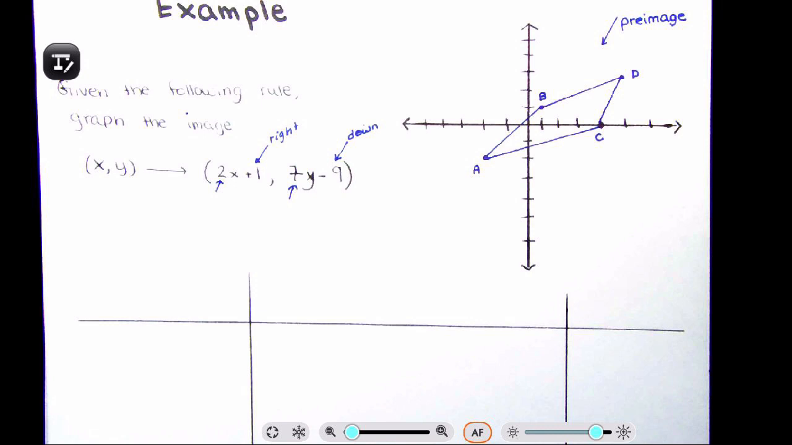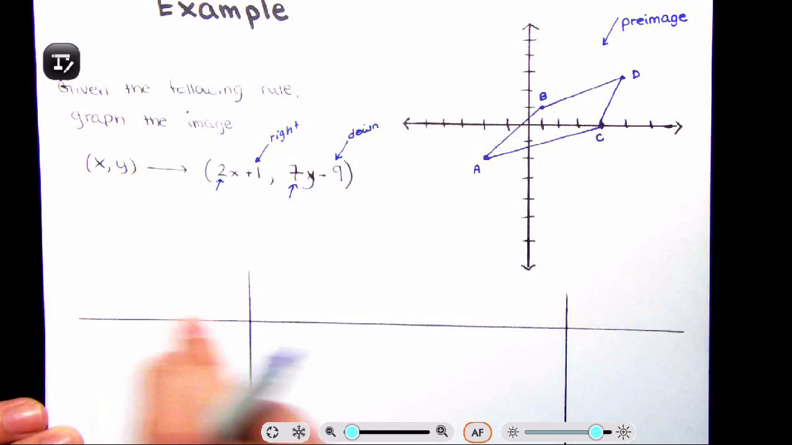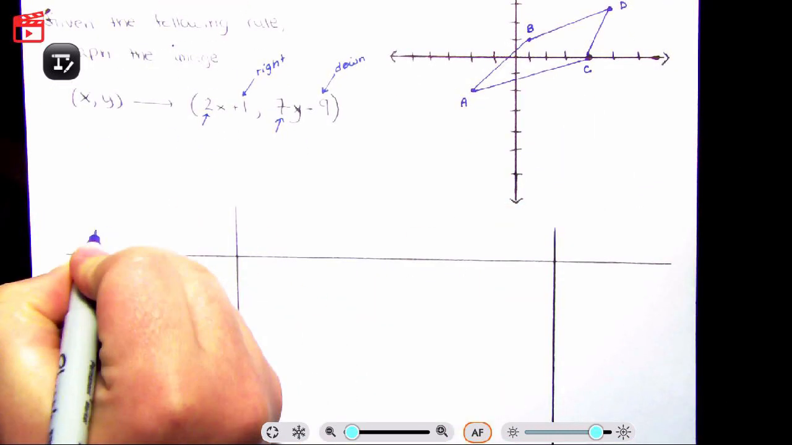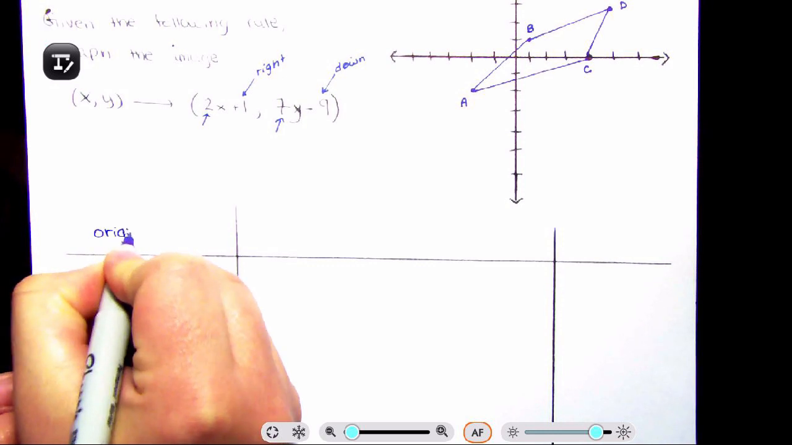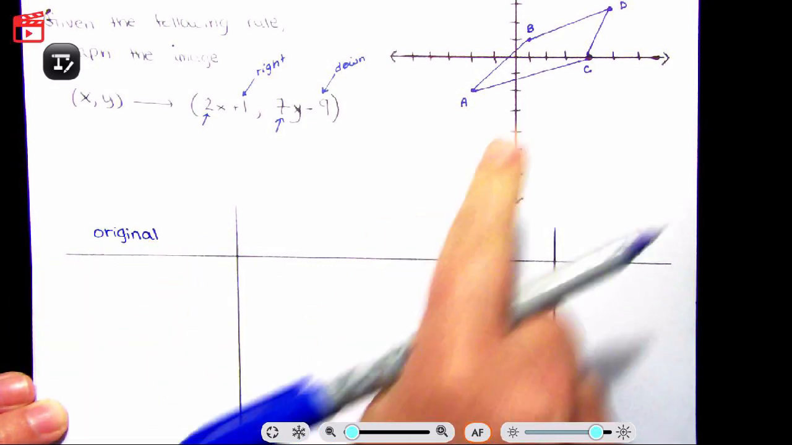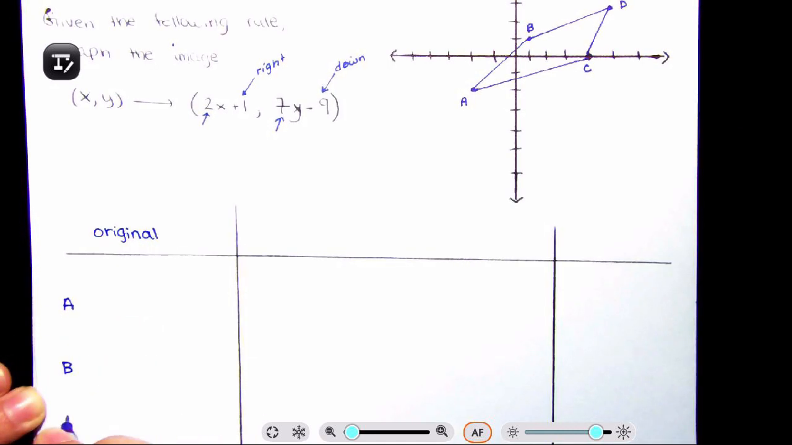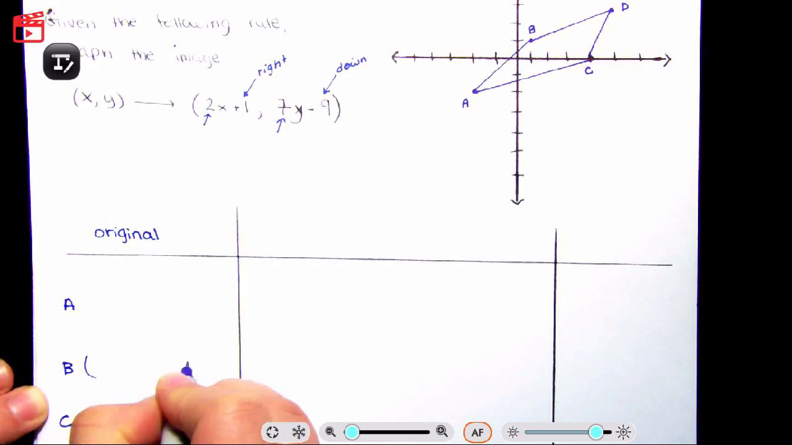So step number 1, I'm looking at my steps here. I have them right in front of me. Step number 1 is take the original points and label them in the T-chart. So here's my T-chart. I have pre-drawn it. Here's my pre-image. So I'm going to write original here. Original means you're going to take each point and label it. So I have an A, I have a B, I have a C, and I have a D. We're going to find out what these points are, and we're going to label them.